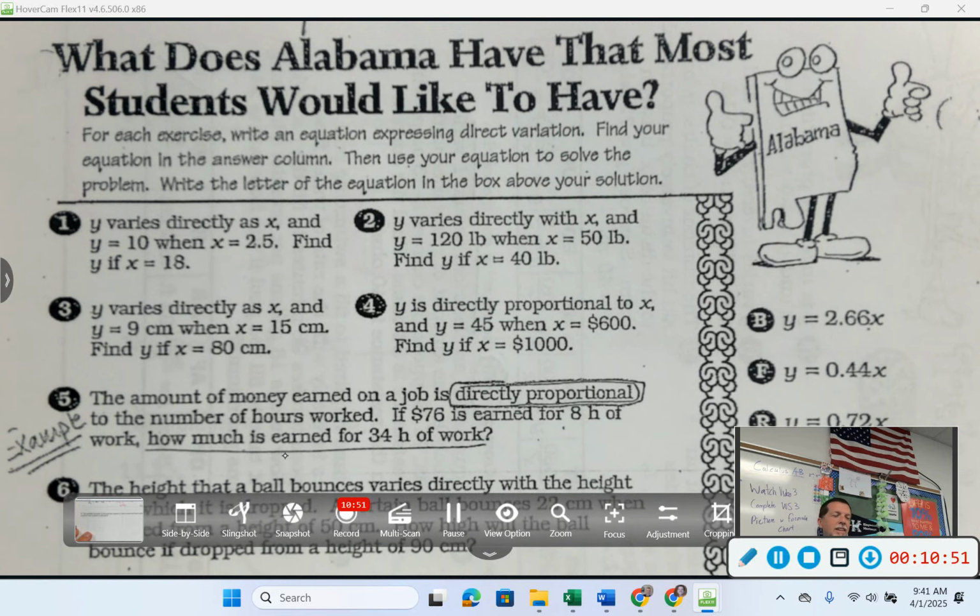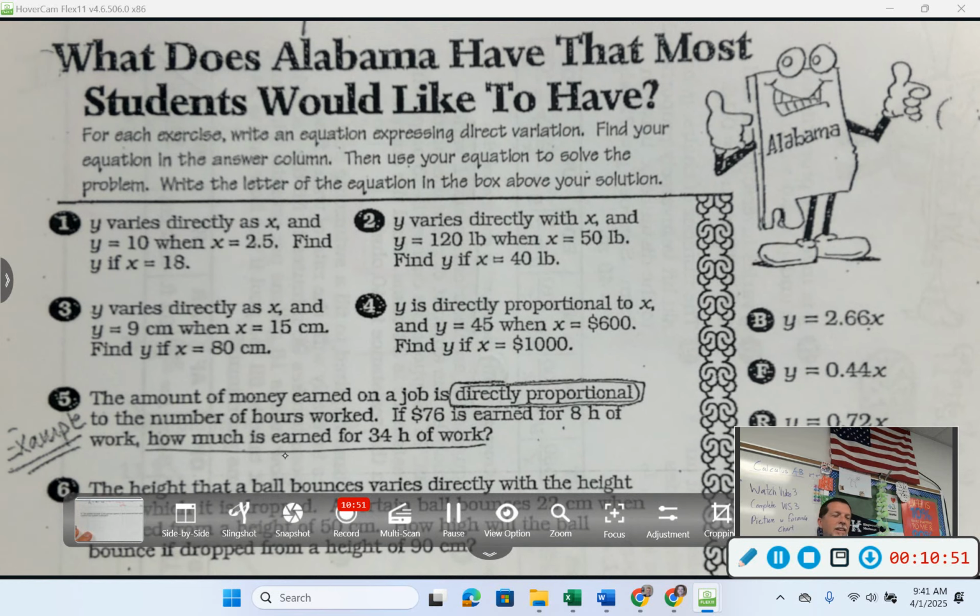Oh, read the directions, of course. Write an equation expressing direct variation. Find your equation in the answer column. Then use the equation to solve the problem, and write the letter of the equation in the box above your solution. So this one's rigged up a different way here.